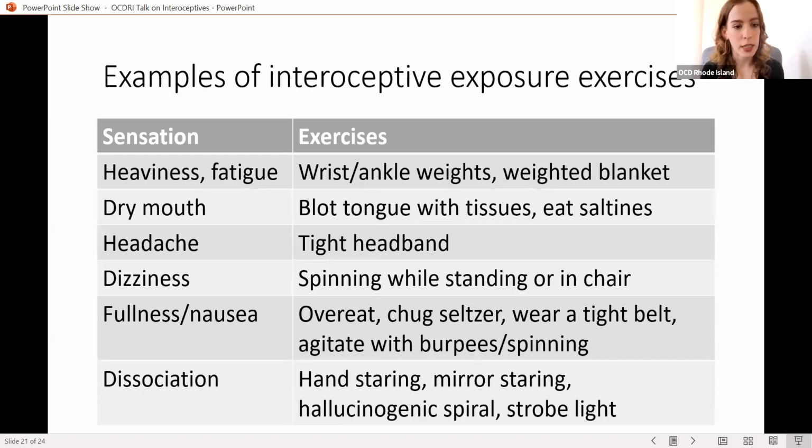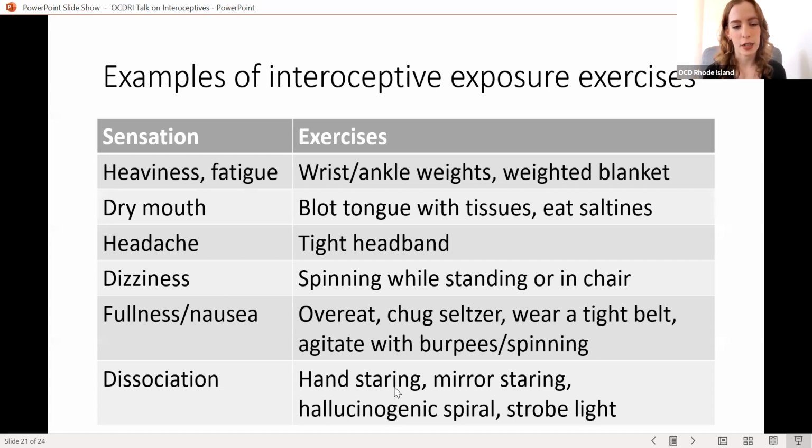Some more examples here. Dry mouth, for example, is one not a lot of us enjoy, especially in social anxiety, because dry mouth can make it difficult to talk fluidly. So you could blot your tongue with a paper towel, or eat something dry like crackers, and then go practice having a conversation when you have that sensation on board.